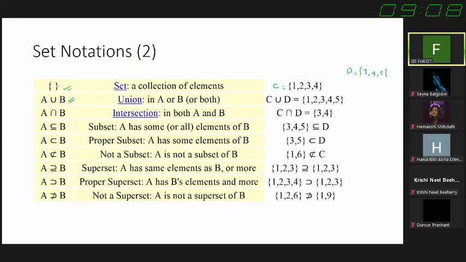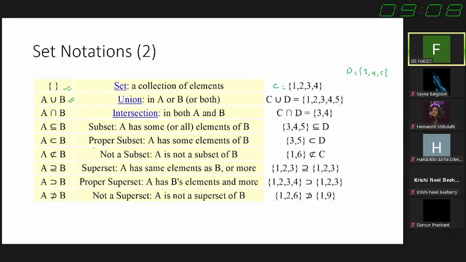So subset is A has some elements of B. For example, here C would have some elements of D. So you'll see that 3, 4, 5 is a subset of D.